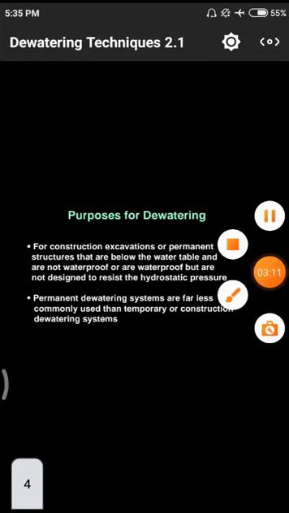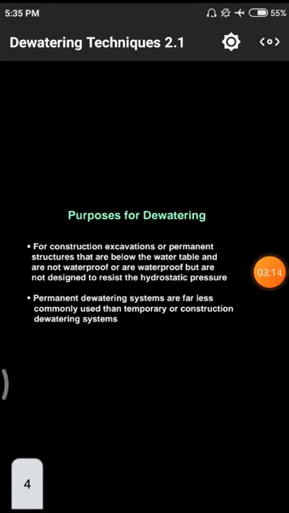What is the purpose of dewatering? That means for construction, excavation of permanent structures that are below the water table and not waterproof, or waterproof but designed to resist the hydrostatic pressure. The total first point is responsible for hydrostatic pressure. Whenever there is water on a particular soil, there will be some amount of hydrostatic pressure which acts on a particular structure, so that the total structure has to bear this pressure.